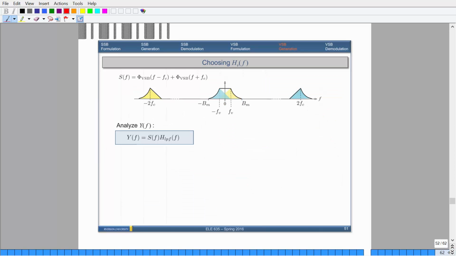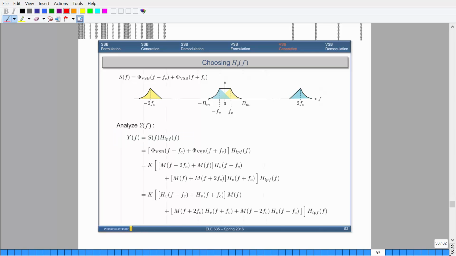Okay, so let's take a look at this very slowly. We need to look at what the output spectrum looks like. So this here is simply the demodulated signal. You take your VSB modulated signal, you multiply by cosine, and then you apply a low-pass filter to it. That's what's happening currently. If you remember from before, S of f is equal to this, because we're multiplying by 2 cosine omega_c t. So that's what's happening here.